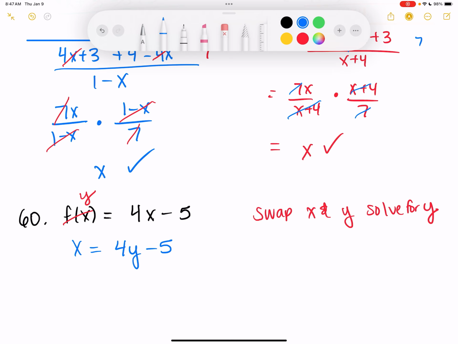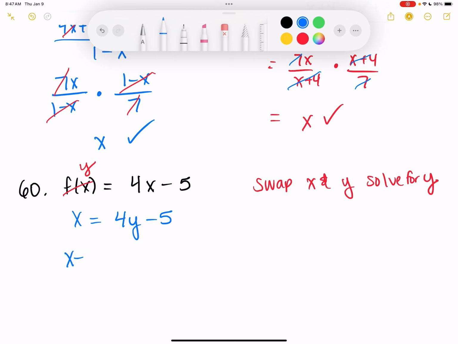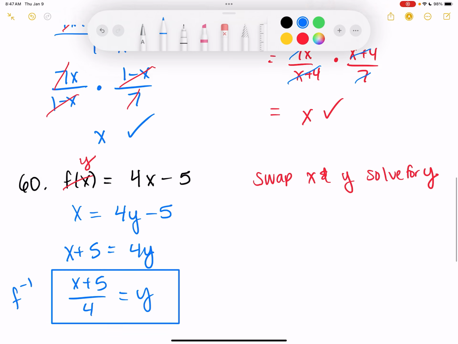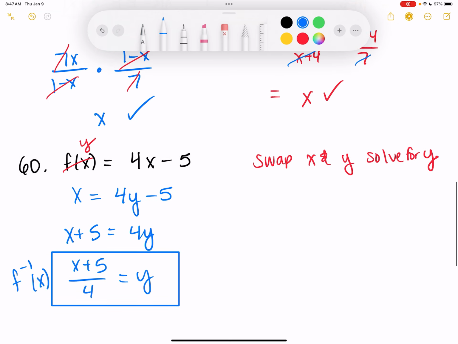Then I've got to get y by itself. So I'm going to add the 5 over. So x plus 5 equals 4y. Then I'm going to divide by 4. So x plus 5 over 4 equals y. And so that would be my inverse, which sometimes you'll see them write that as f to the negative 1 of x. Instead, if you leave it as y, that's fine.